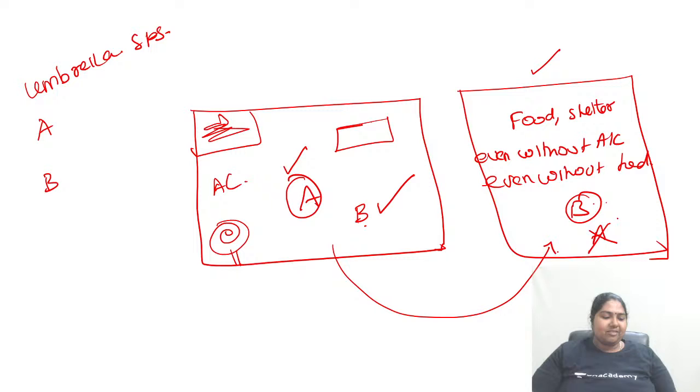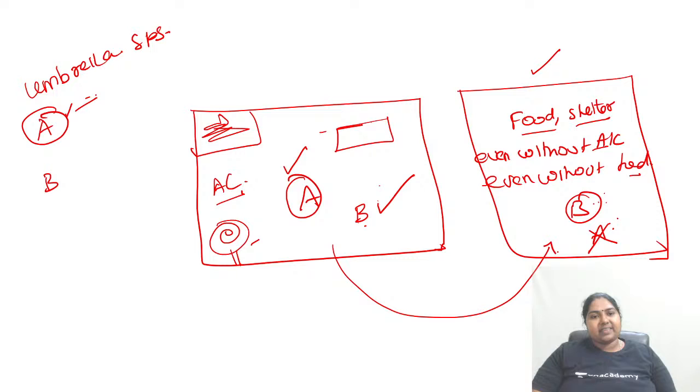If I want A to be good, I have to give him an AC, good food, a bed and a good shelter. If I want to make it for B, I have to simply provide him food and shelter. There is no AC, there is no bed. So if I conserve A, B is automatically met. But if I conserve B, A cannot stay here, because it wants an AC and there is no AC here. Got it? So only A is called the umbrella species.